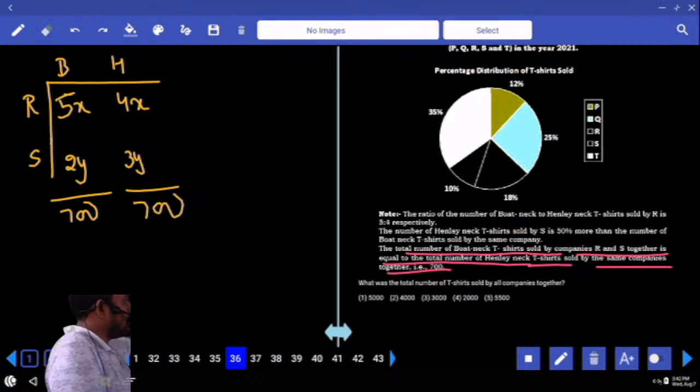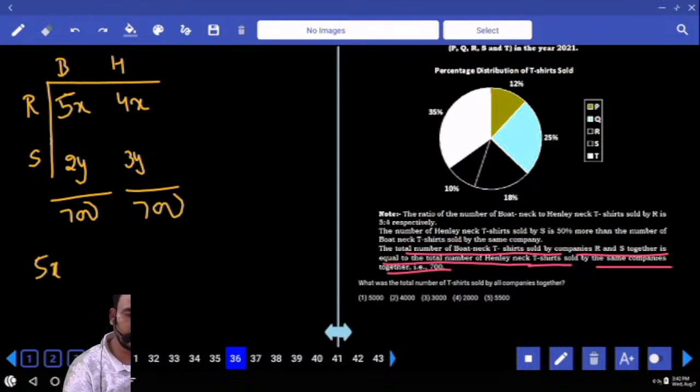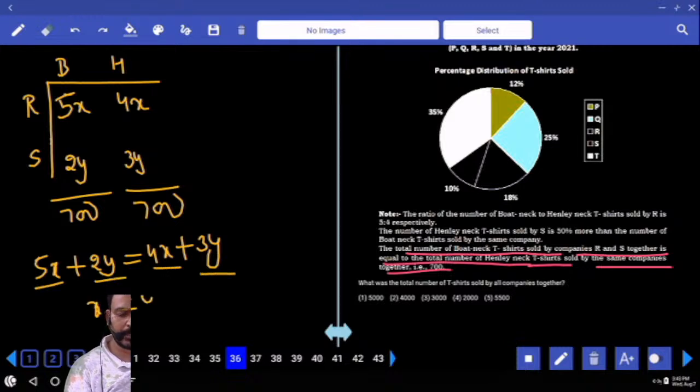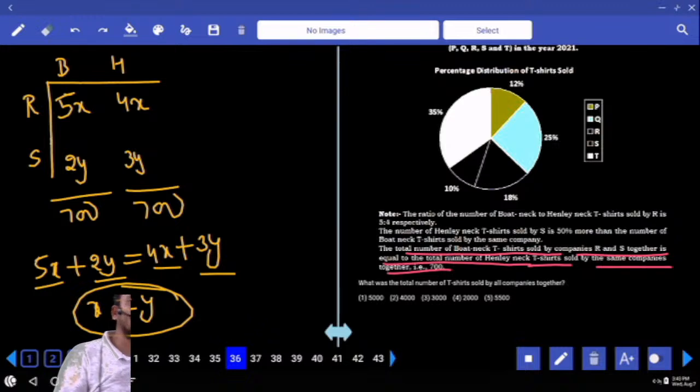Equal value or different value? Equal value. Then 5x plus 2y is equal to how much? 4x plus 3y. Right? What is the 5x and 4x difference? x. 2y and 3y difference? y. Then x equal to y. x equal to y means x value is the same and y value is also the same.